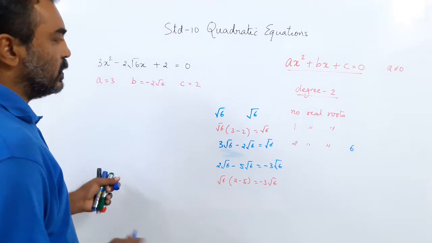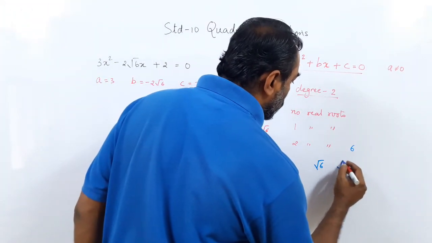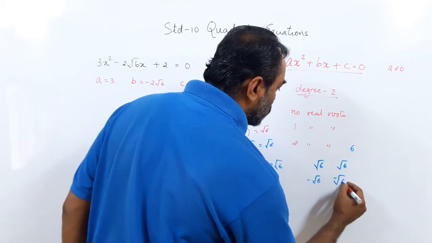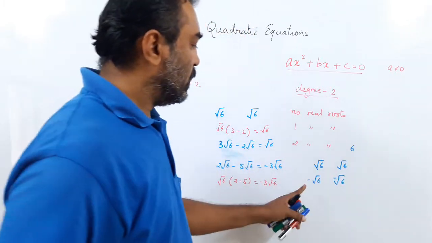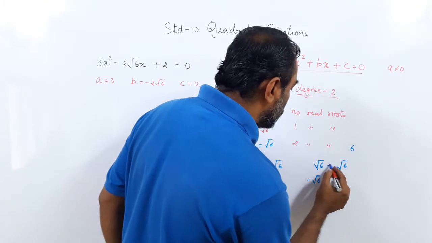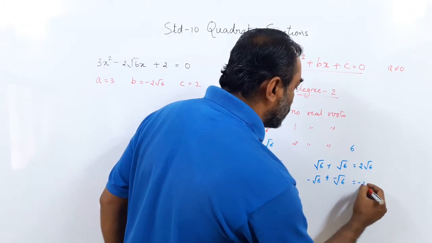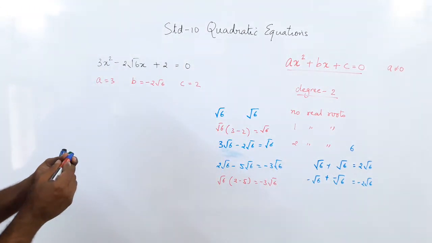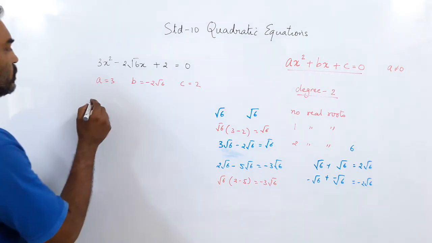So what we can do is, we know 6 can be written as root 6 into root 6 or minus root 6 into minus root 6. So root 6 into root 6 is 6, minus root 6 into minus root 6 is 6. When we add these two, I get 2 root 6 and this I get minus 2 root 6. So minus 2 root 6 is what is there in the middle. So what will we do now? We'll have to split it up like this.